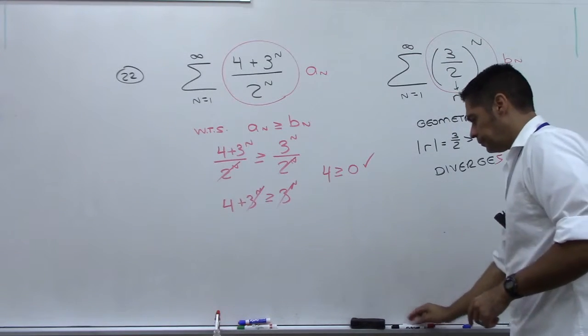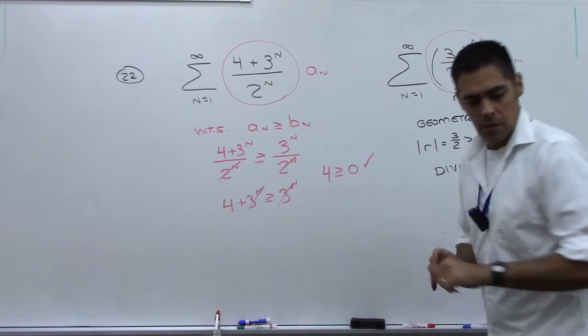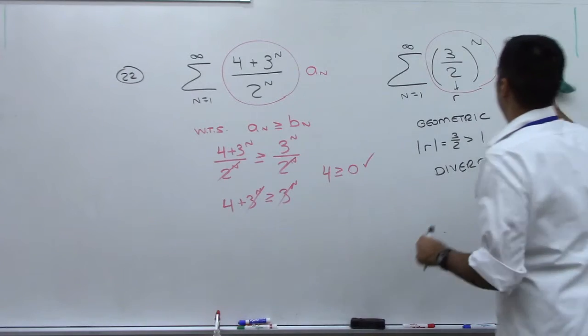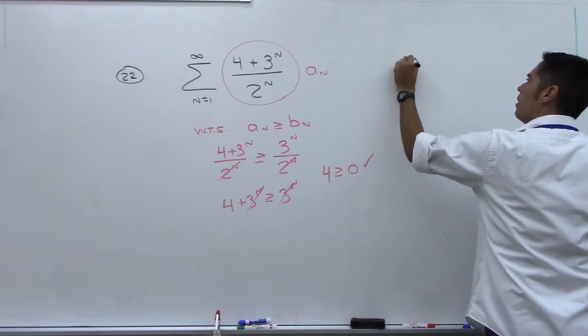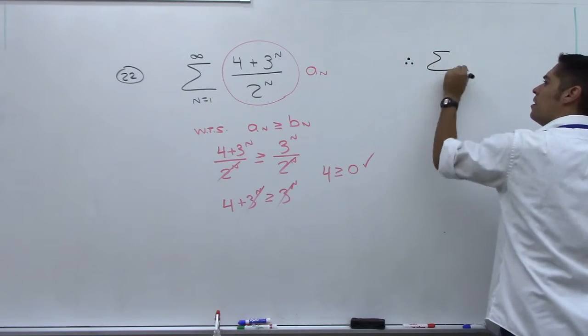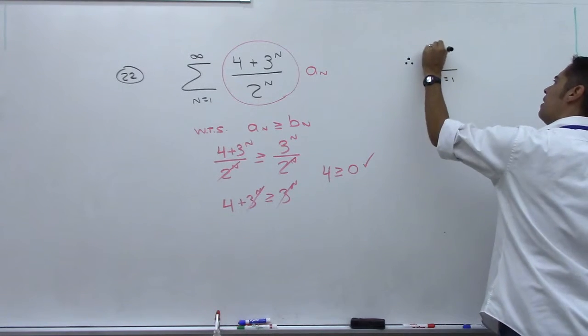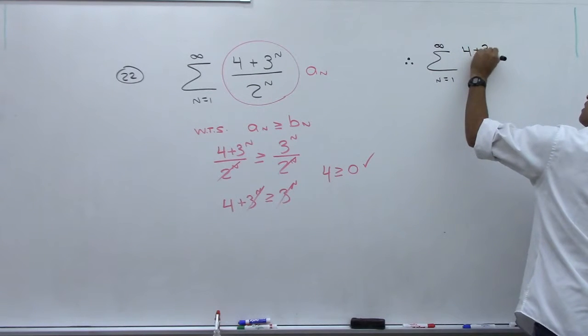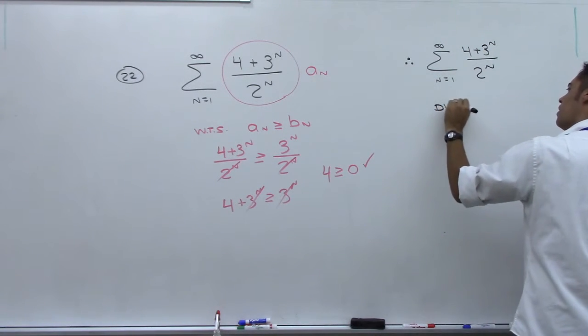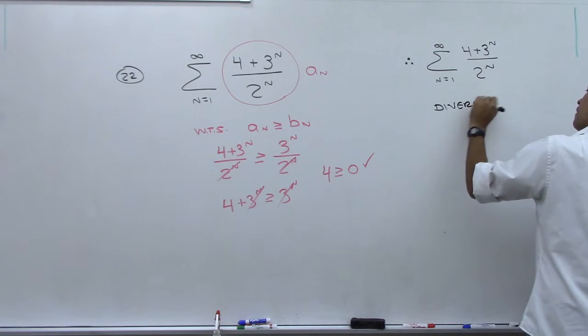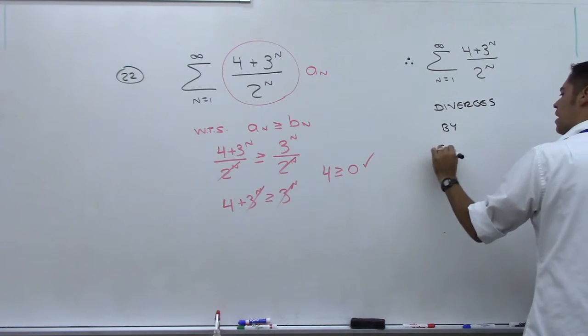Therefore, the series n equals 1 to infinity of (4 plus 3 to the n) over 2 to the n diverges by comparison test.